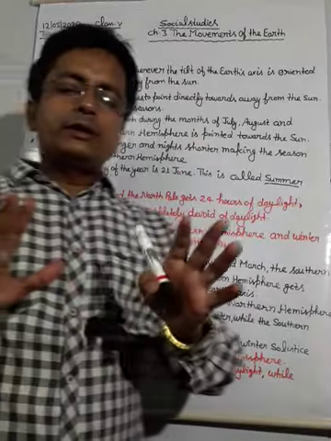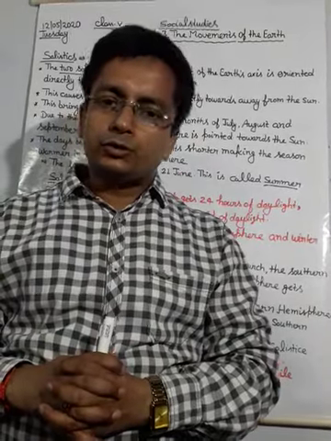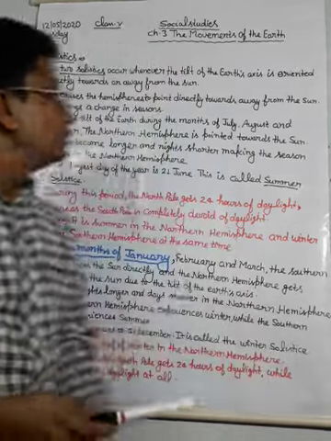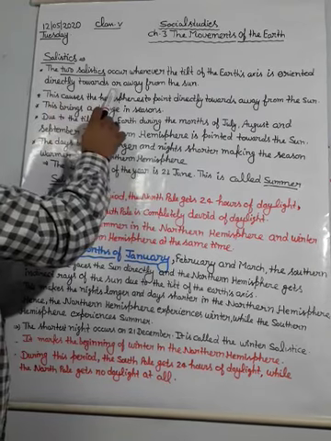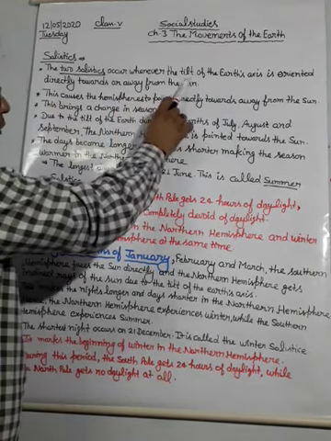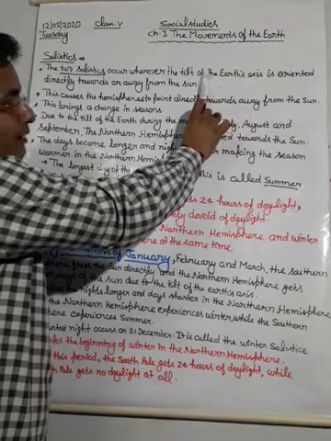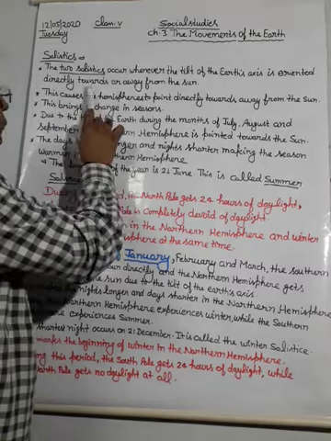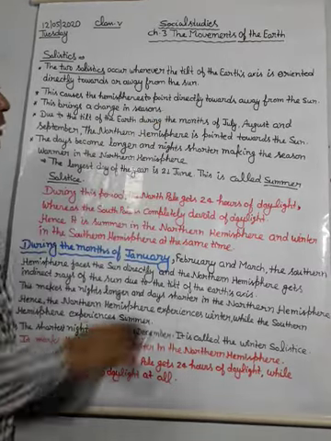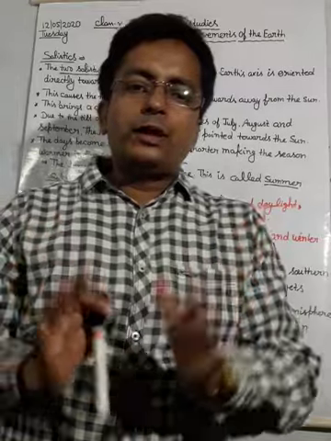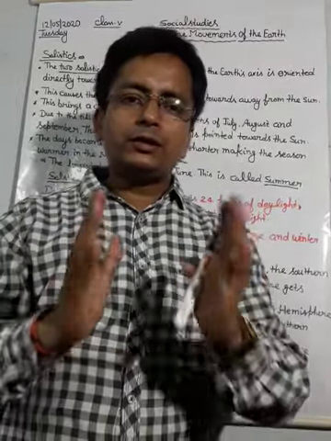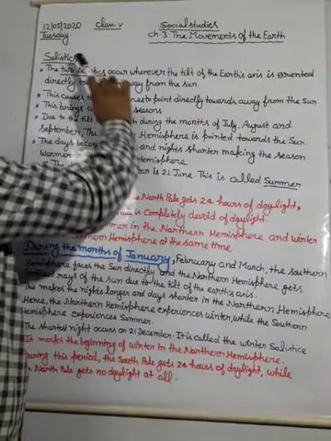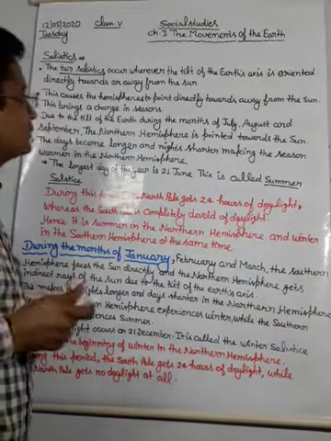So today we will discuss the solstice, which occurs when the tilt of the earth's axis, meaning the bend of the earth's axis, is oriented directly towards or away from the sun. Either the tilt of the axis will be towards the sun or away from the sun. In both cases, two solstices take place.